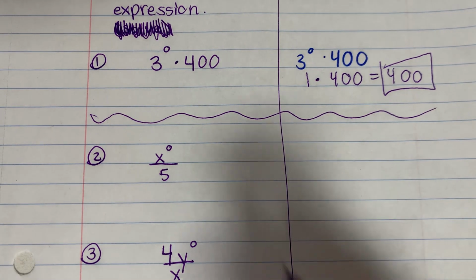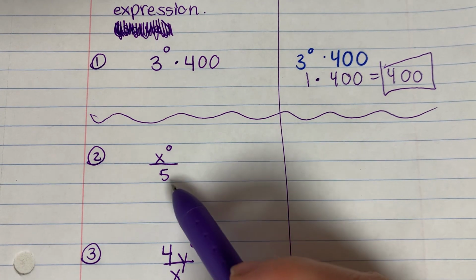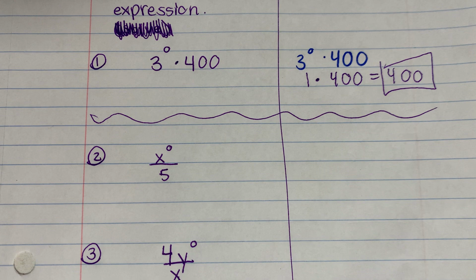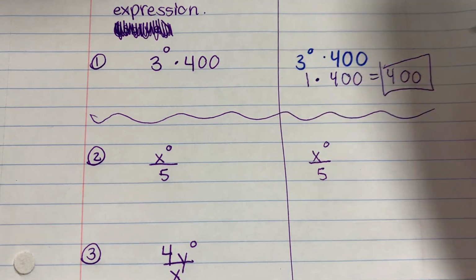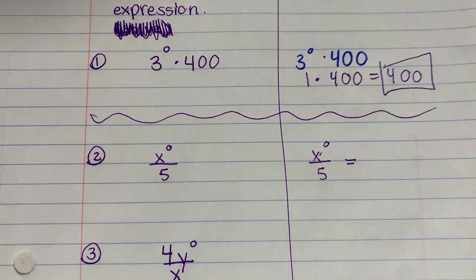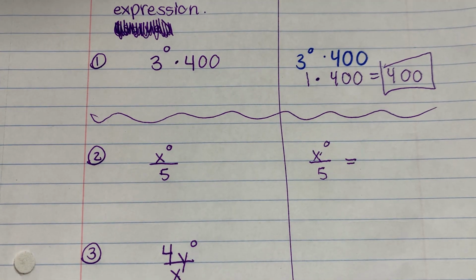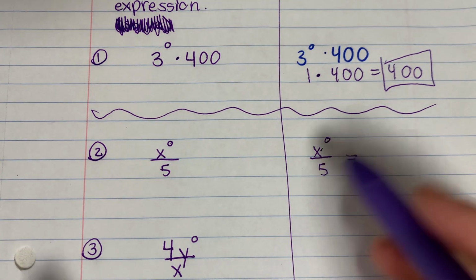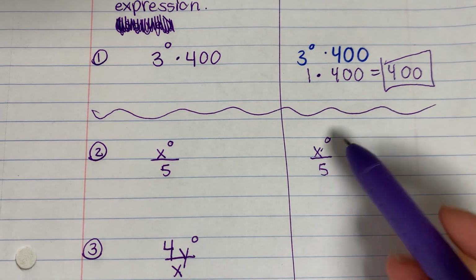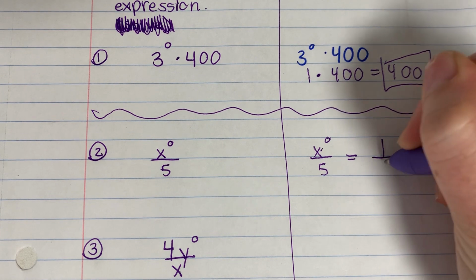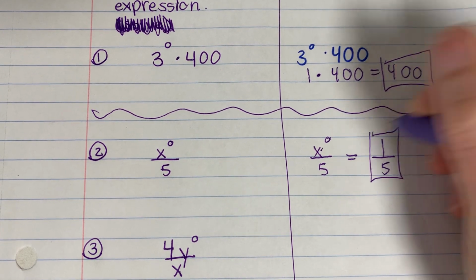Number 2, x to the 0 power divided by 5. Well, anything to the 0 power, even variables, because that is really a number in disguise, right? So any number to the 0 power is 1 divided by 5, and we can keep it just like that.